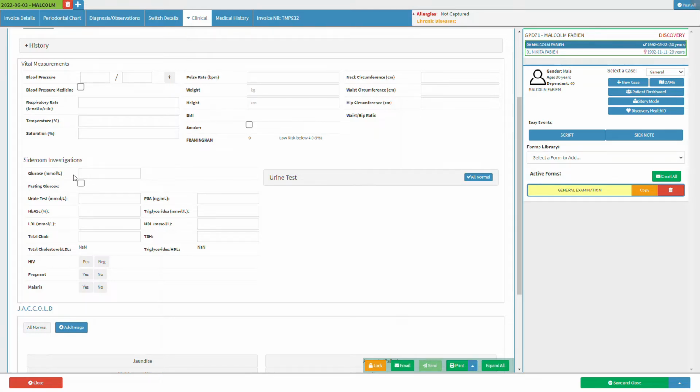Glucose is the concentration of sugar found in a patient's bloodstream, measured in millimoles per liter. Fasting glucose is the fasting blood sugar level that is tested by drawing blood of the patient with an empty stomach after an overnight fast.